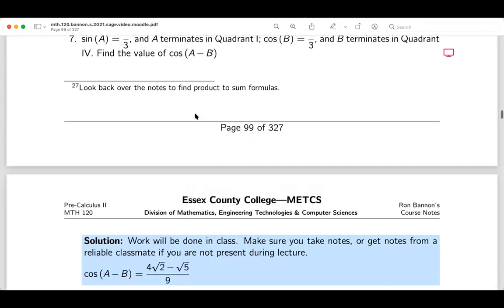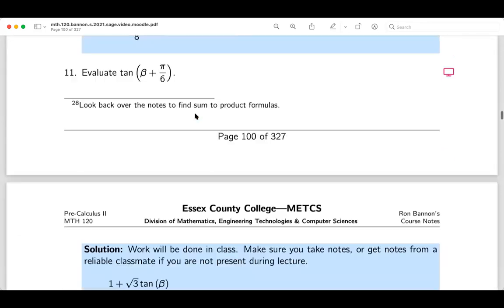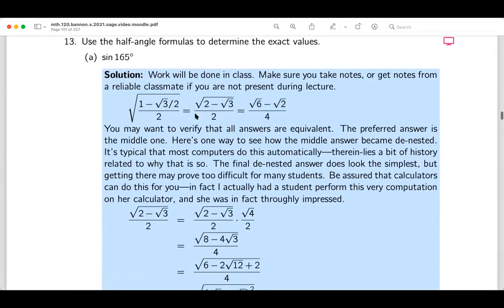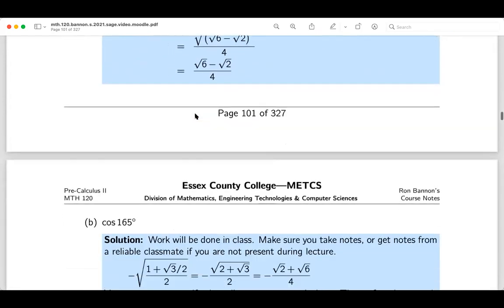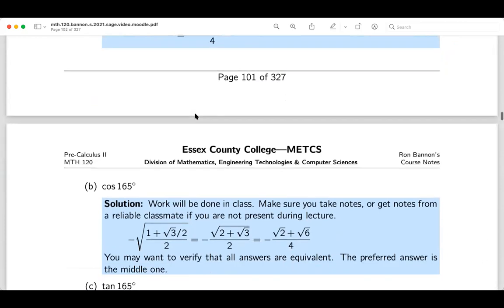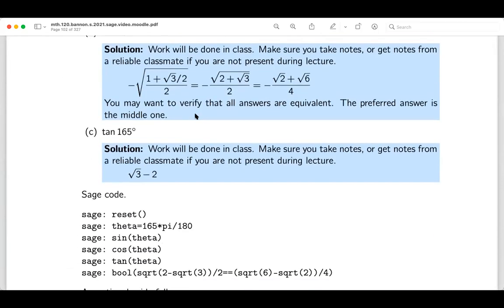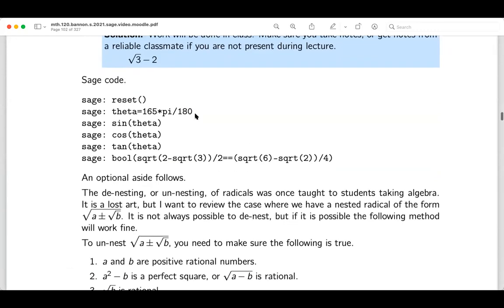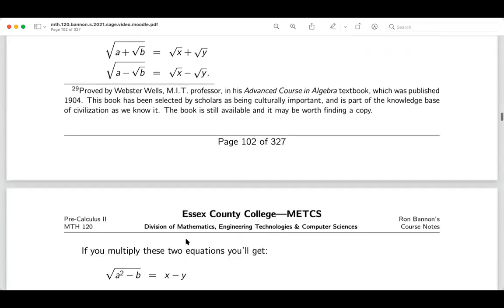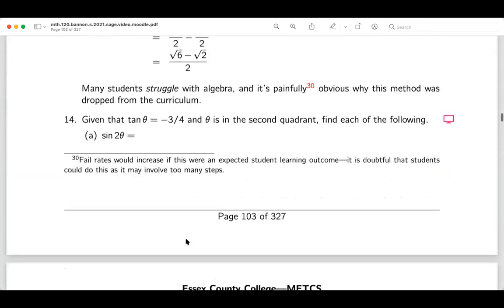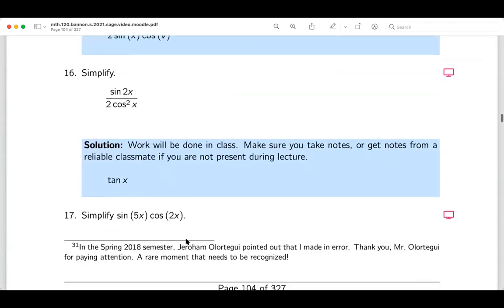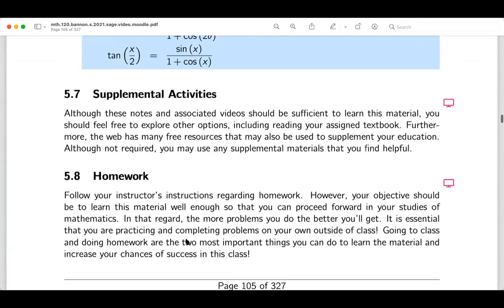So we went through a bunch of examples. Eventually, when you get done with the examples, which we did in class already, they were presented to you. I did some side points about how to unnest a root. You don't have to unnest roots, but it's an interesting concept. We talked a little bit about Sage, and eventually we got a lot of problems, which is reinforcing.